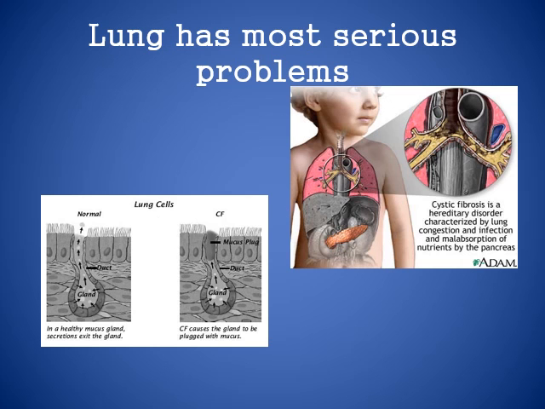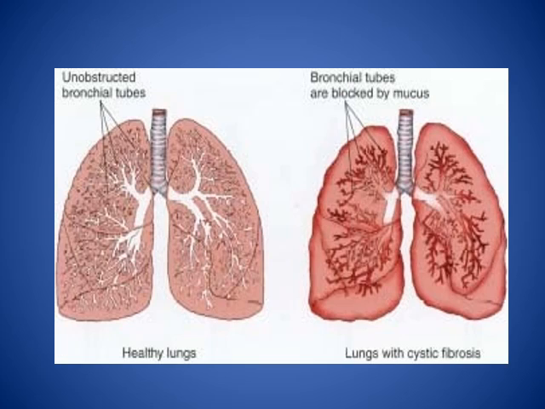So the lungs, again, have the primary defect. You can see pictures here of healthy lungs versus lungs with cystic fibrosis. They get clogged up with thick mucus.